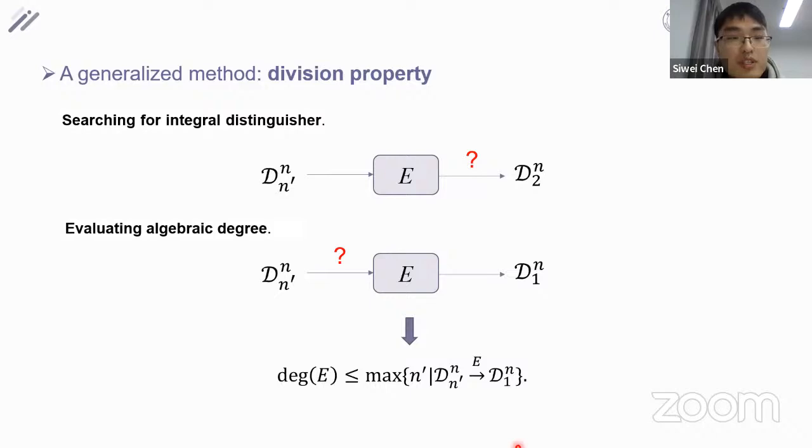The last one is division property. In the application to search for integral distinguishers, we usually fix the input DP and minimize the output DP. When evaluating the algebraic degree, it's a reverse process. That is, we fix the output DP and maximize the input DP. And the maximum of the input DP can be regarded as the upper bound on the algebraic degree.